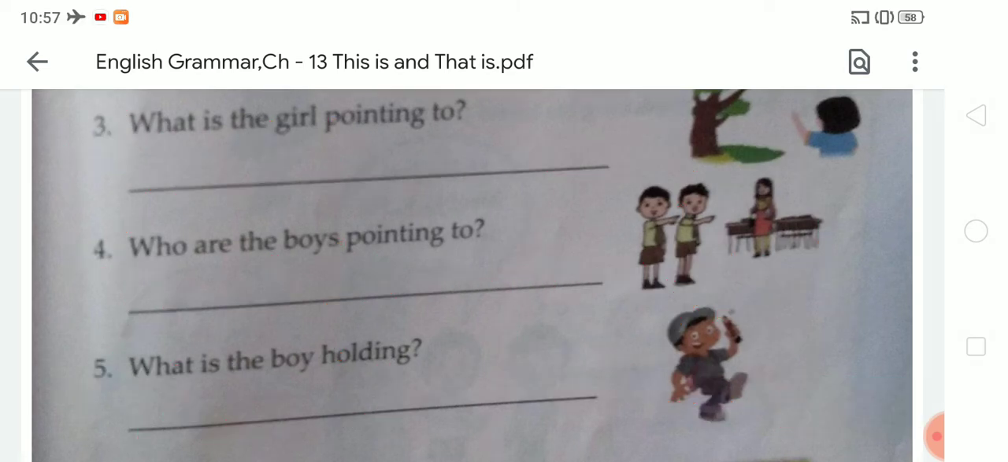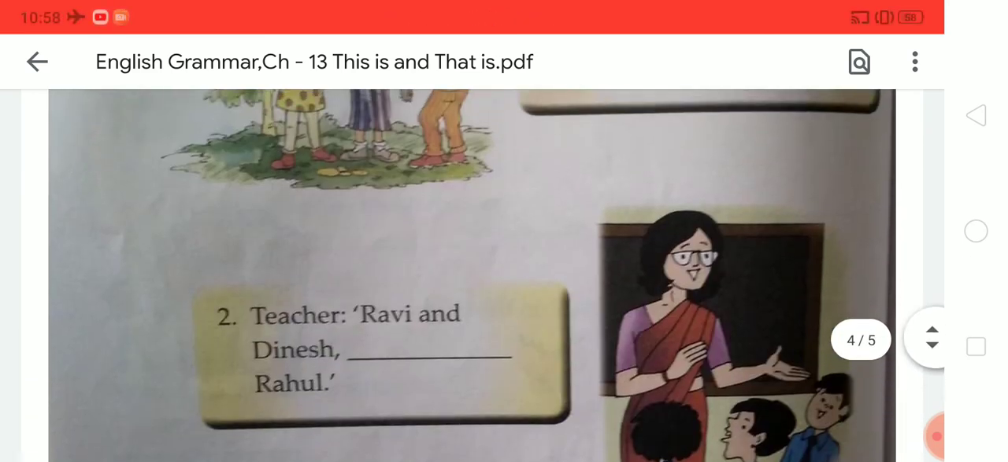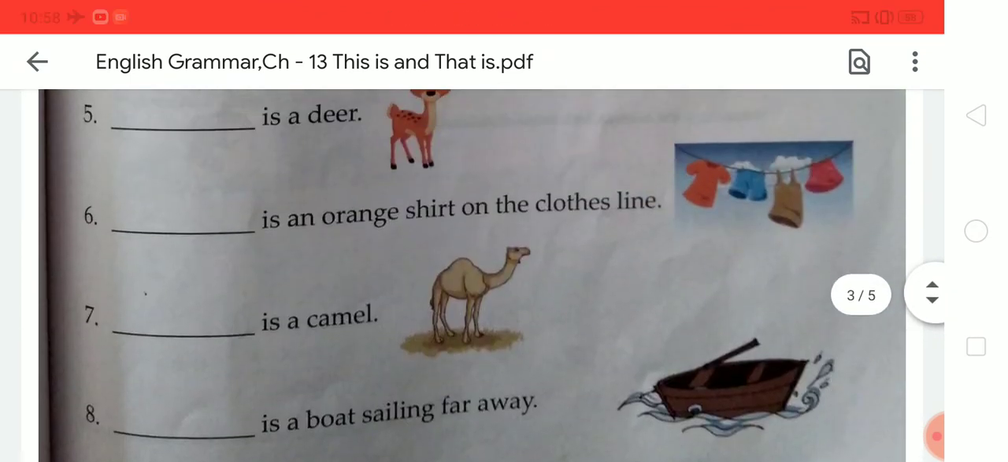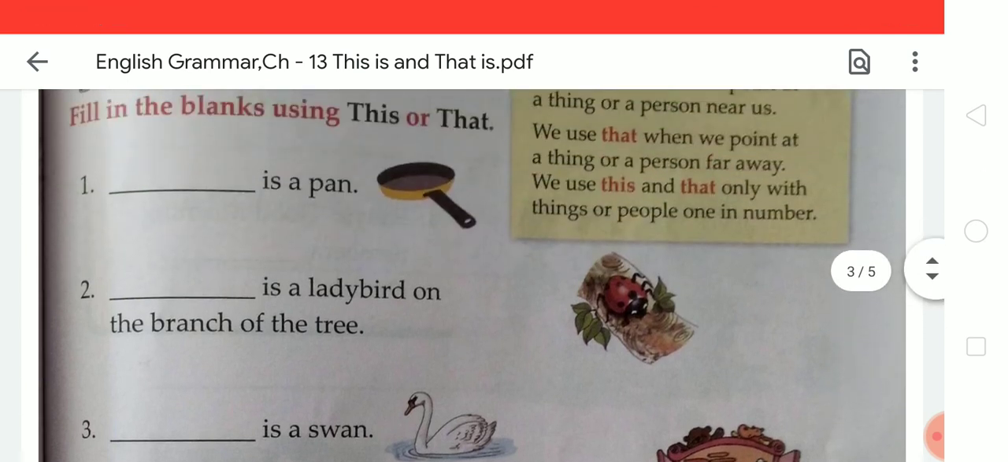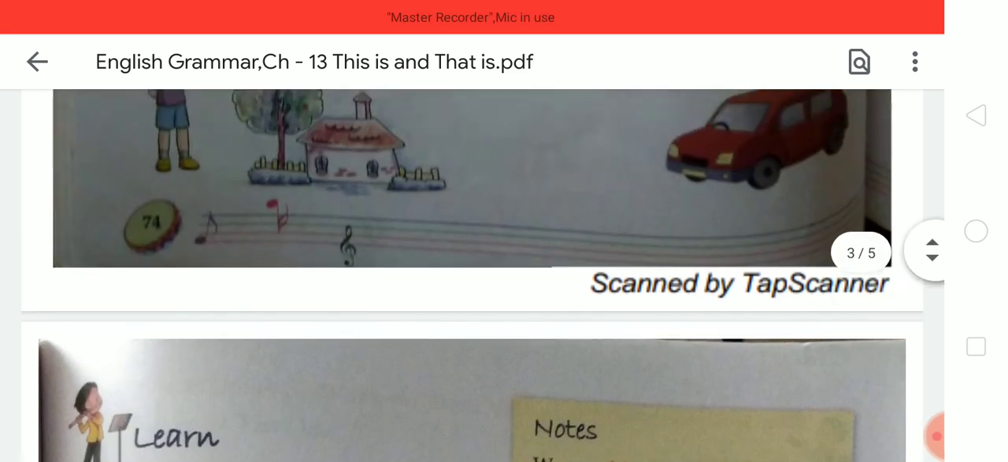P-E-N-C-I-L, pencil. Okay student, like this we have to complete these given exercises one by one, and we also learned the uses of this or that. So student, we use this for near and that for far. Okay, so like this we complete these exercises one by one, and we have also written all the exercises in our notebooks. Okay student, I hope this topic will be clear to you, how to use this or that with any singular animals, person or things. Okay, thank you.